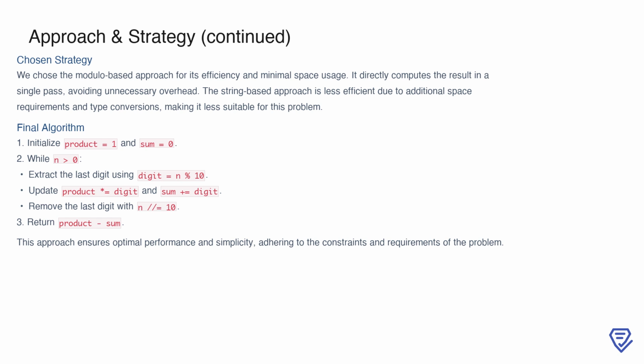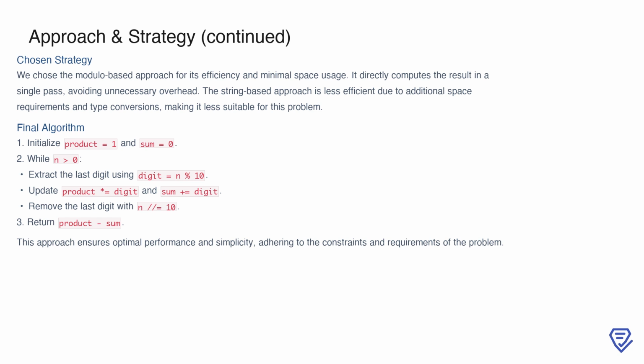This method calculates the result directly in a single pass, avoiding the overhead of string conversion and additional memory allocation. The final algorithm is simple and effective. Start by initializing product to 1 and sum to 0. While the number is greater than 0, extract the last digit using digit = n % 10.